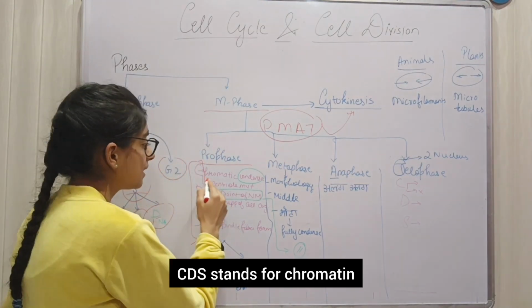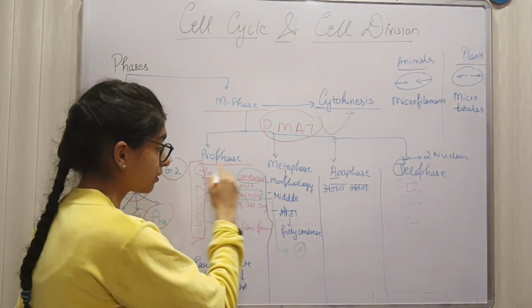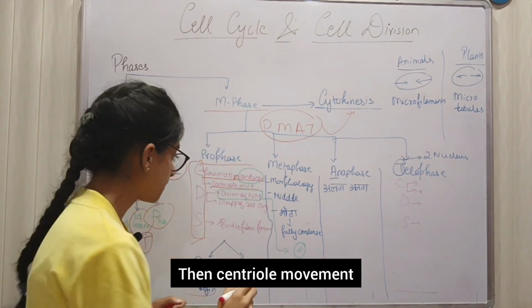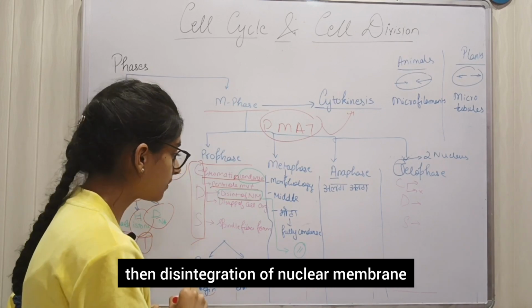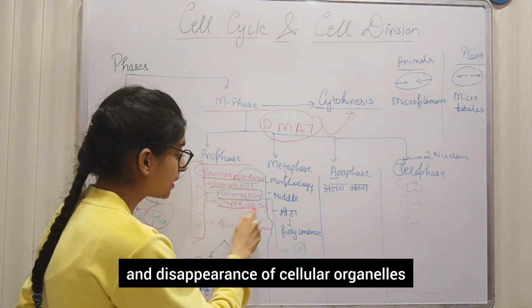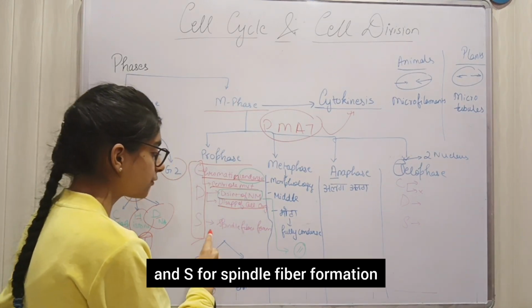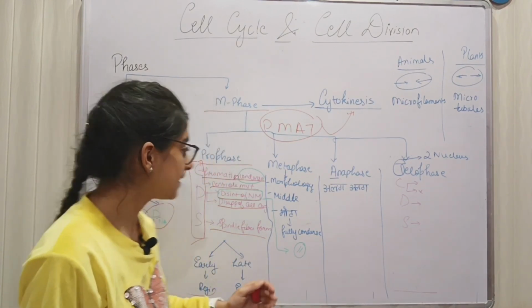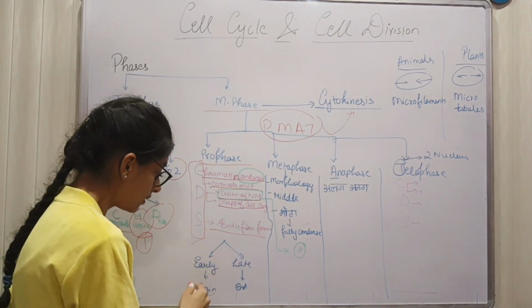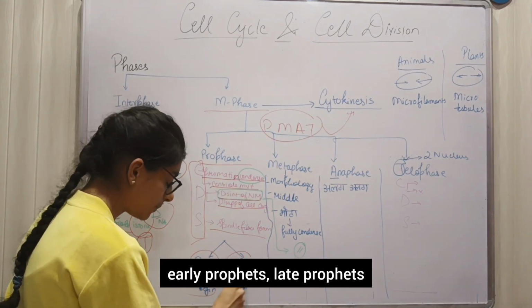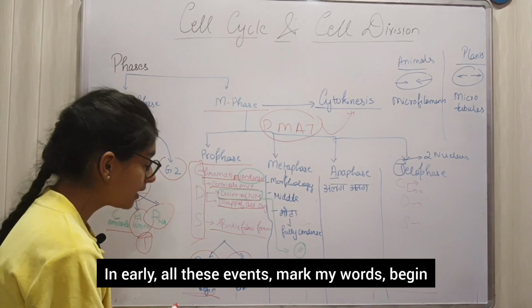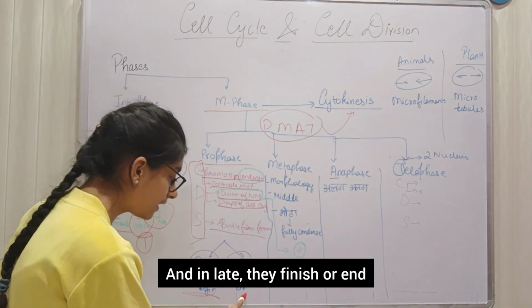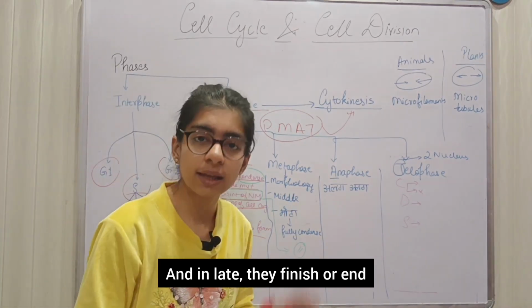CDS stands for chromatin condense here. Then centriole movement. Then disintegration of nuclear membrane and disappearance of cellular organelles, and S for spindle fiber formation. So here we are seeing the scene and preparing also. So early prophase, late prophase: in early prophase all these events begin, mark my words, and in late prophase they finish or end.